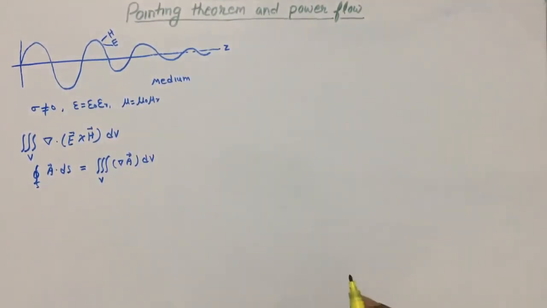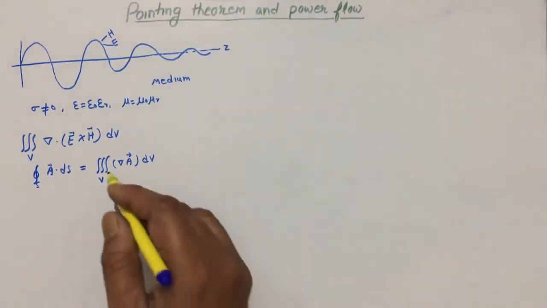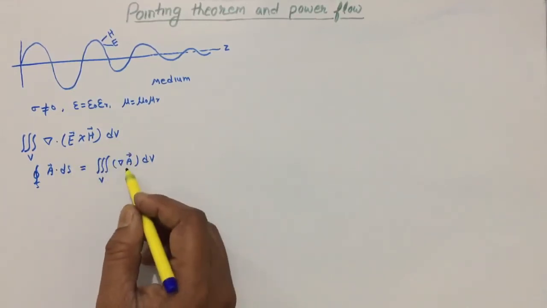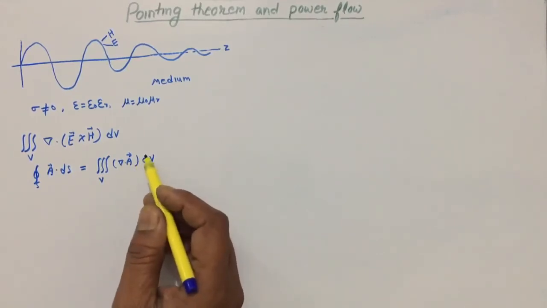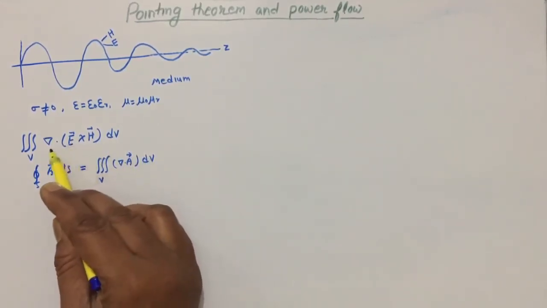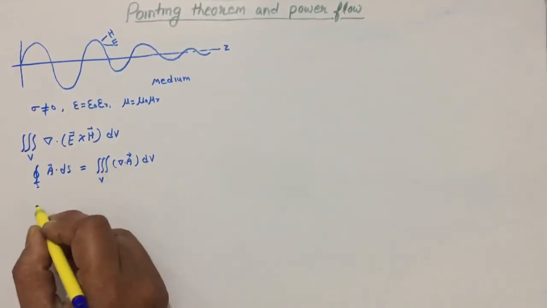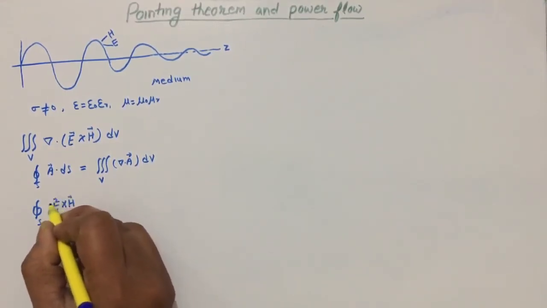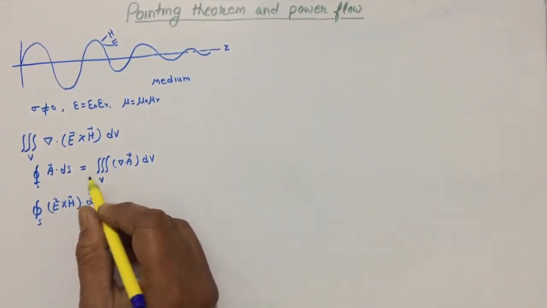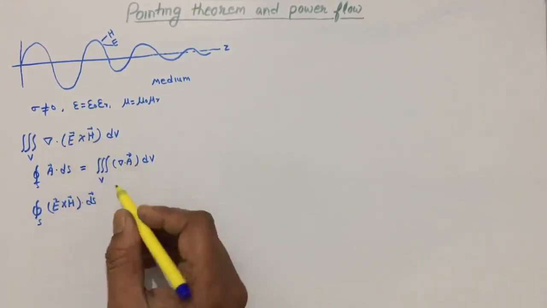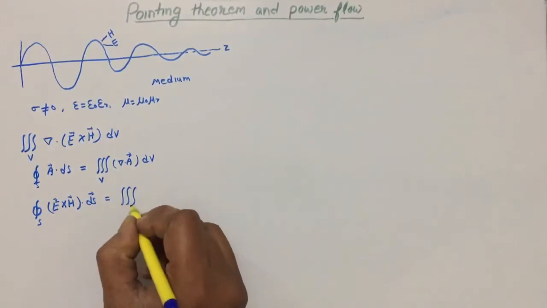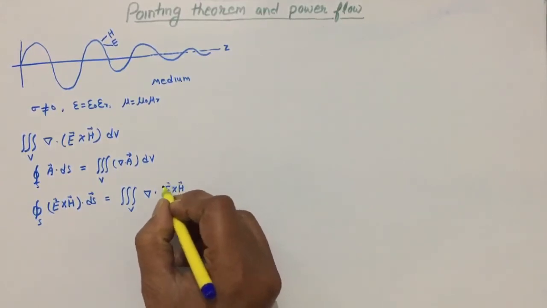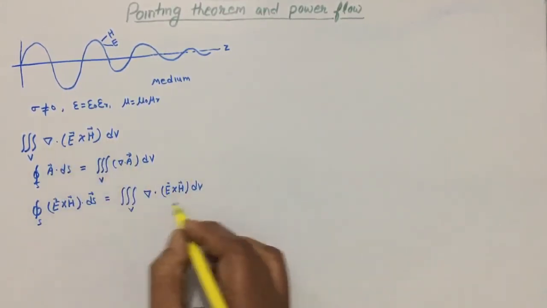We have this, and if we replace A by E cross H, what will be there? It will be exactly the same as this. So we can have E cross H dot ds, by replacing A from this, equal to the del dot E cross H dV. This equation will be here.